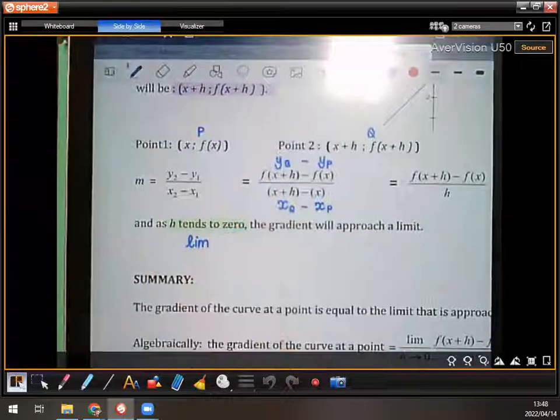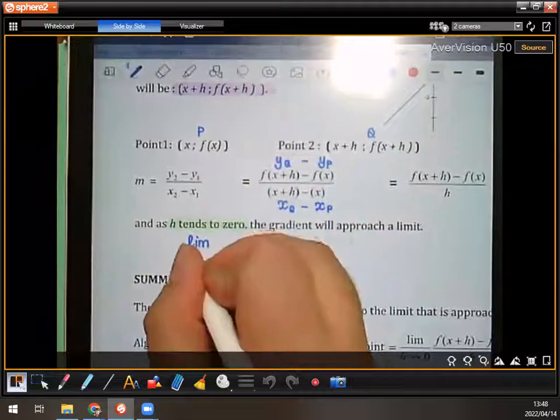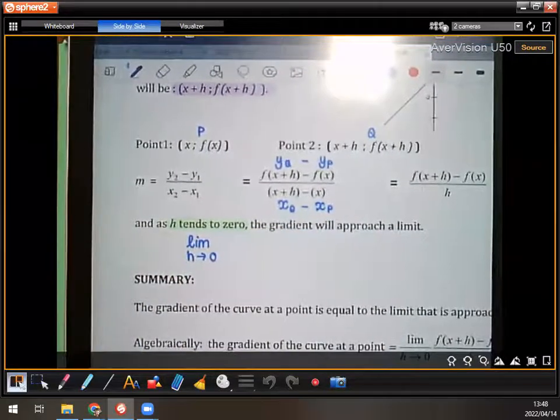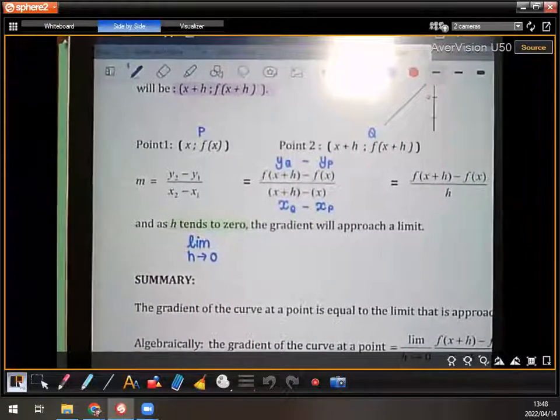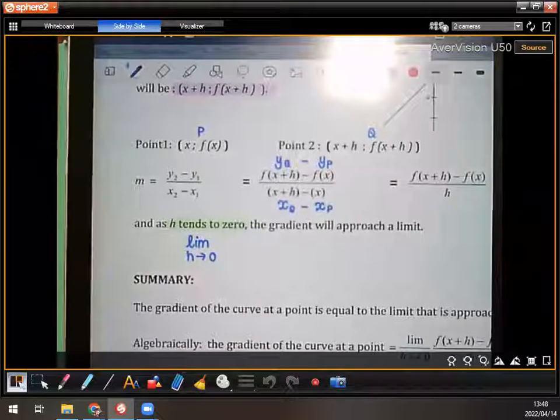I normally just do a cursive L. I'm not sure why. Actually, you don't have to. It's just a habit. As h tends to 0, that's how you show that the distance between the 2 points that you're choosing is getting closer and closer to 0. It tends to 0. That's the mathematical terminology.